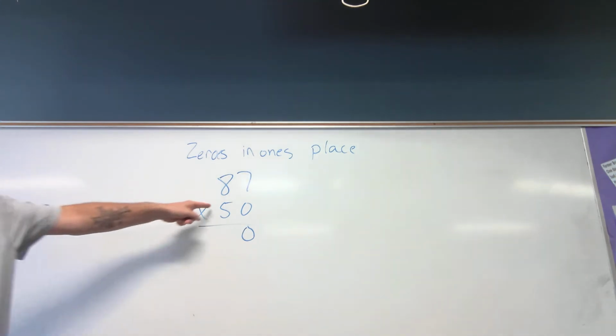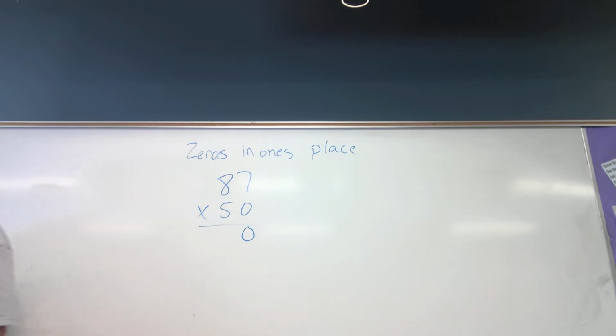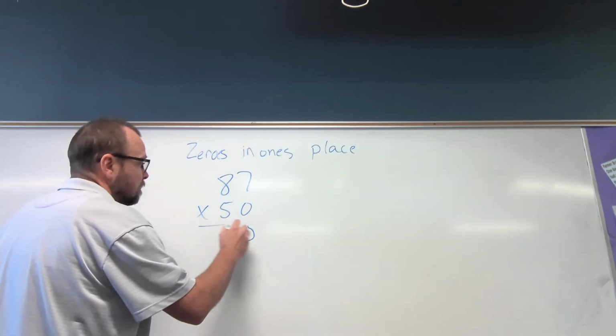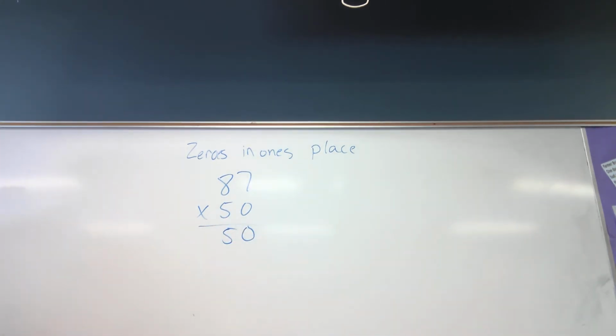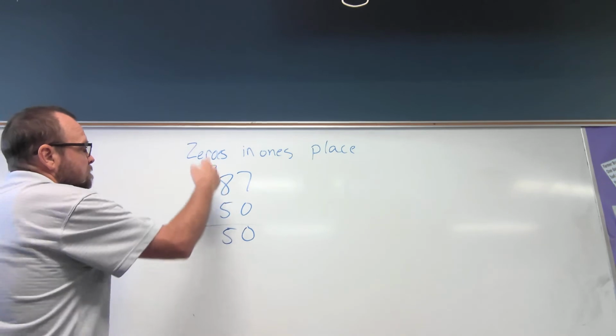Then all I have to do is know my 5s. If you know how to multiply by 5, then this problem's easy. 5 times 7 is 35. That means I have 35 tens. Or 3 hundreds, 5 tens.